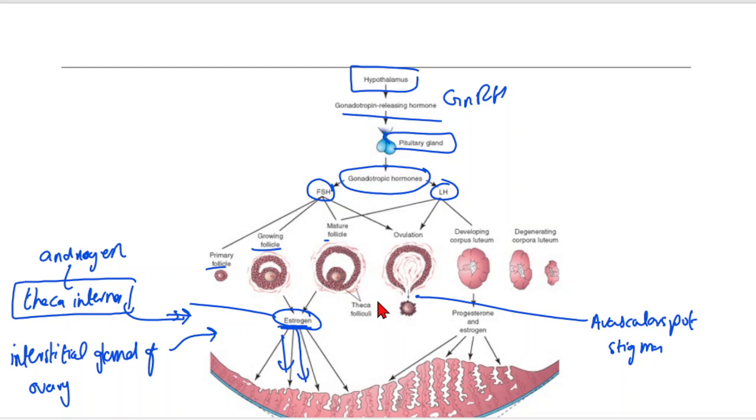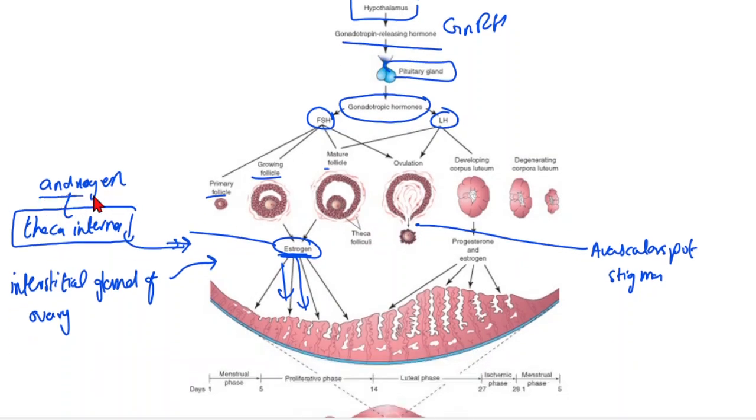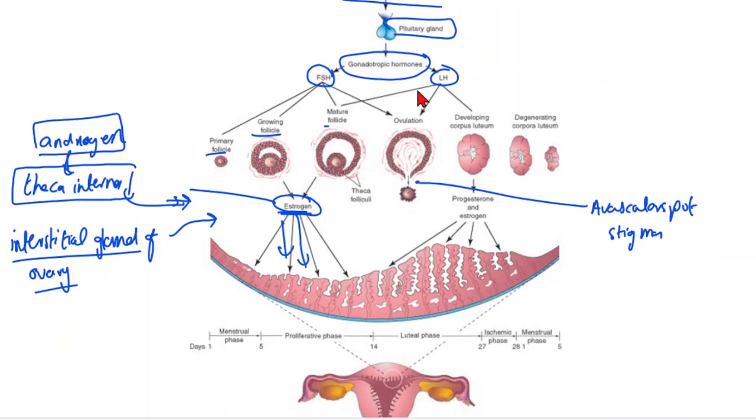And now another thing is the androgen. Androgen is released, and it is converted to estrogen by the theca interna. And estrogen is also released by the interstitial gland of the ovary. So you have to remember that androgens are released from the mature follicle, the theca interna converts androgen into estrogen, and another source is the interstitial gland of the ovaries. When LH is released, here the stigma forms. Stigma is the avascular stigma.